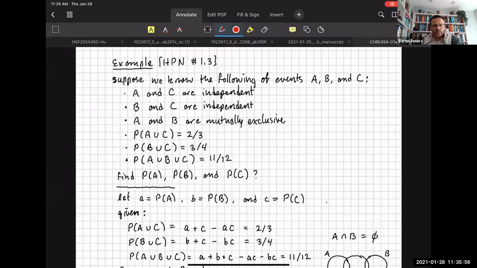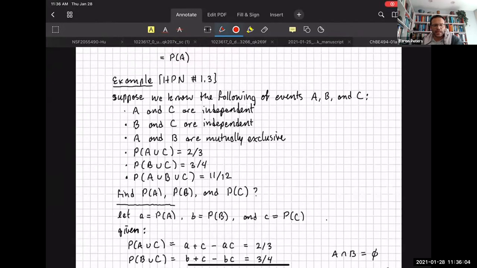A and C are independent. B and C are independent. A and B are mutually exclusive. And A union C has probability 2/3. B union C has probability 3/4. And A union B union C has probability 11/12.